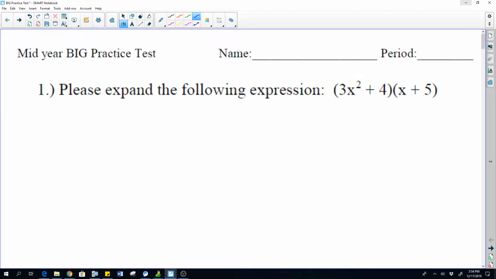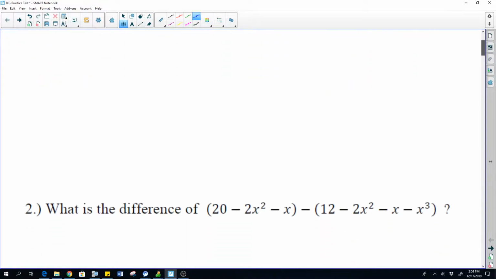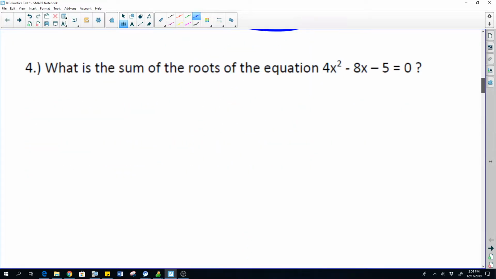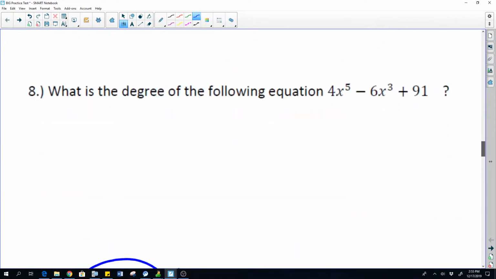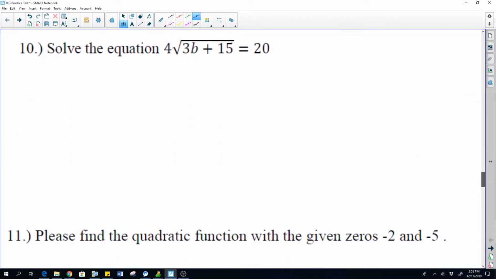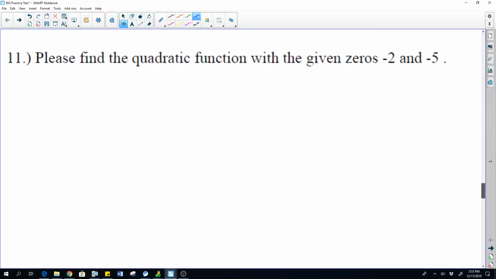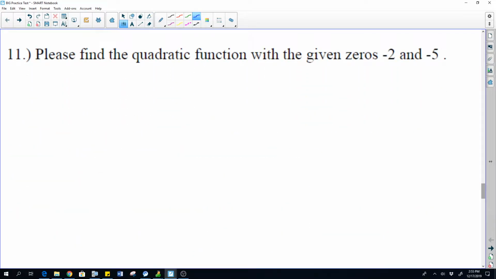Okay, so what we're doing here is helping you guys on this big final exam, jumping around specifically to the harder ones. We're going to start with number 11. Number 11 is kind of interesting. Given the two zeros, -2 and -5, come up with the quadratic function. That's kind of crazy, right?